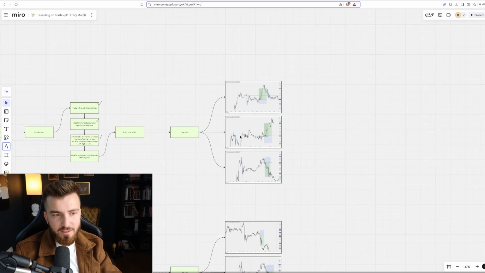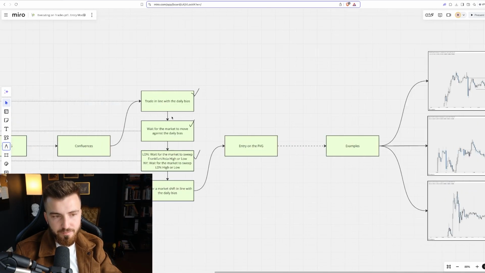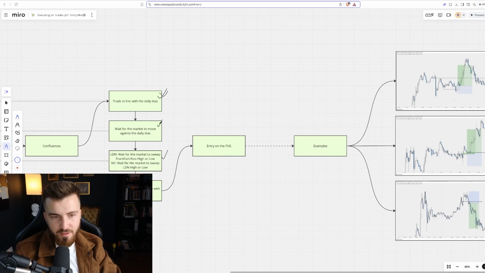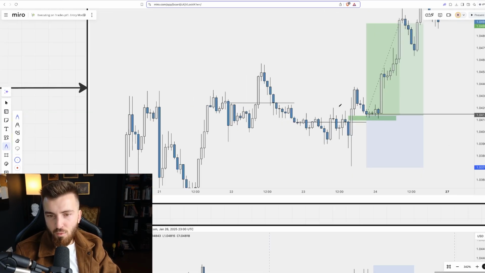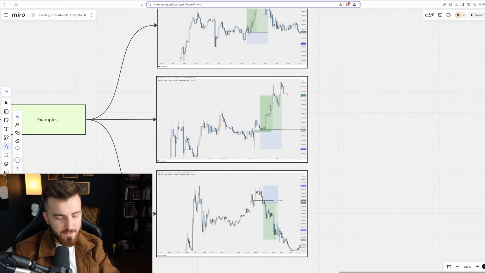So, again, let's go back. Trade in line with the daily bias. Check. Wait for the market to move against the daily bias. Check. Wait for the sweep. Check. Wait for the market to shift in line with the daily bias. Check. Right? We have everything. Really nice trade. Let's go on to the next one.